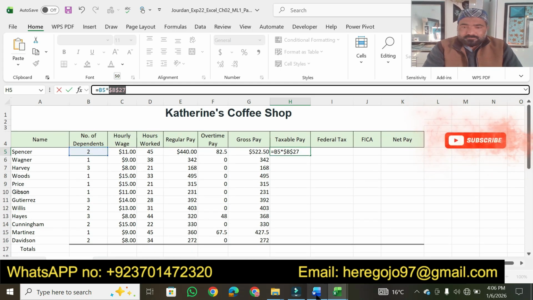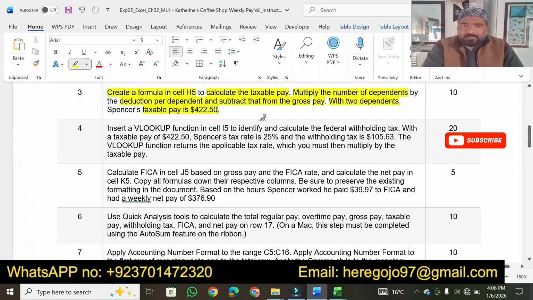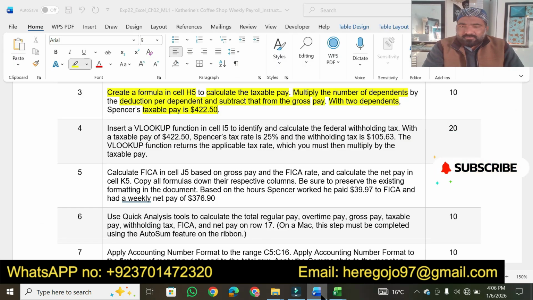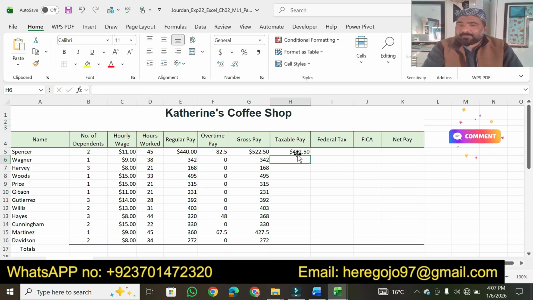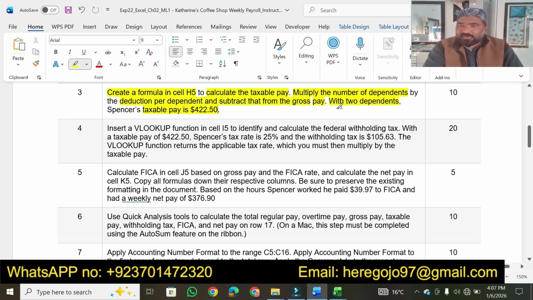Okay, then subtract that from gross pay. Now we have to subtract that answer from gross pay. So where is gross pay? This one is gross pay, minus. Okay, now simply press enter and we get the result. Now you may compare this result with this result, so the same. So we have earned 10 marks from there.